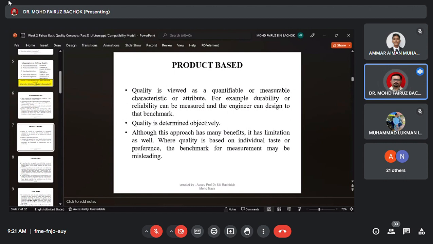Although this approach has many benefits, it has limitations as well. Where quality is based on different tastes or preferences, the measure of level may be misleading. Misleading means the quality is described or defined by the customer. So maybe one customer feels this product is good, maybe another customer feels this product is not good. It depends on the attribute.